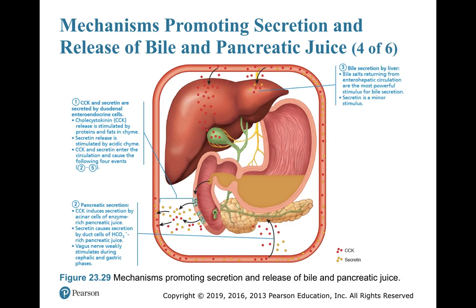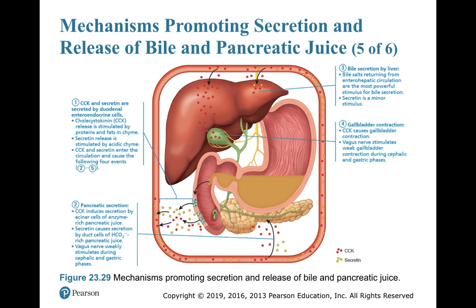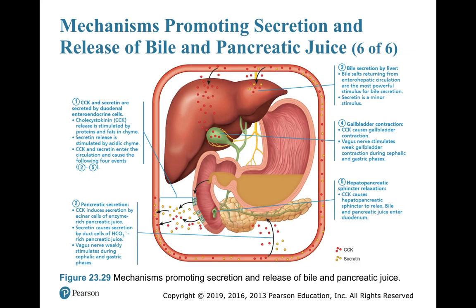Bile secretion by the liver is stimulated by bile returned from enterohepatic circulation. Secretin is a minor stimulus for that. Gallbladder contraction: CCK causes contraction. The vagus nerve can stimulate a weak contraction. And hepatopancreatic sphincter relaxation, CCK causes that.